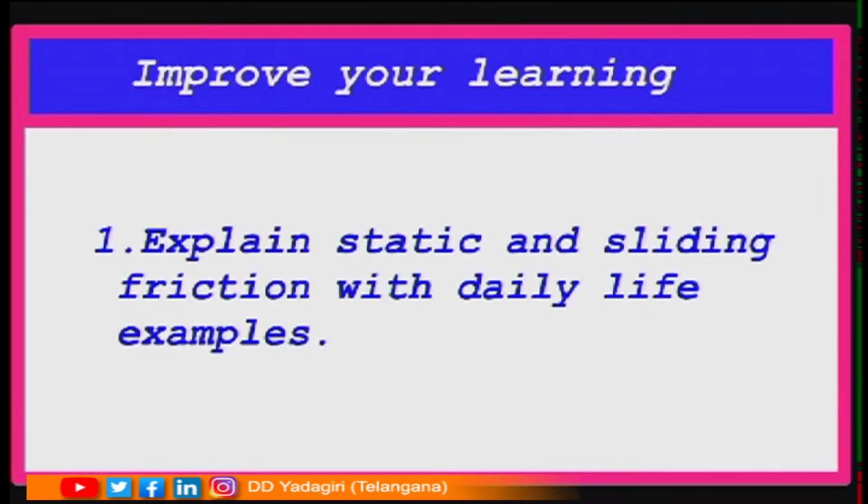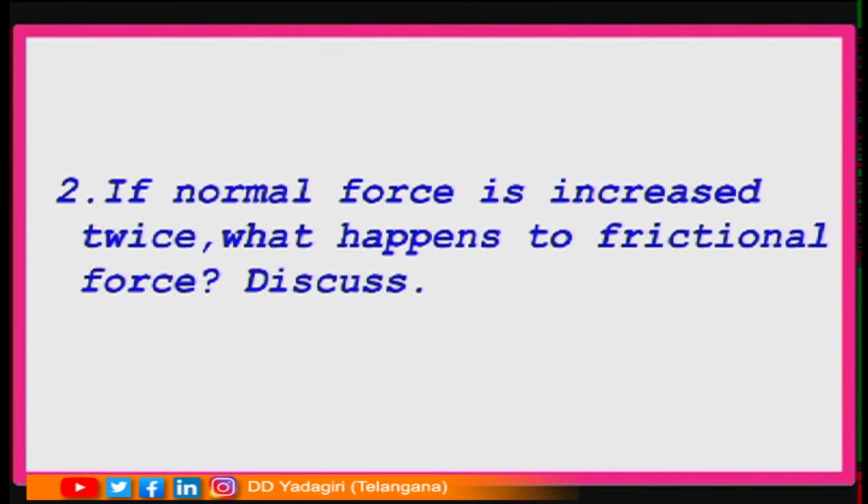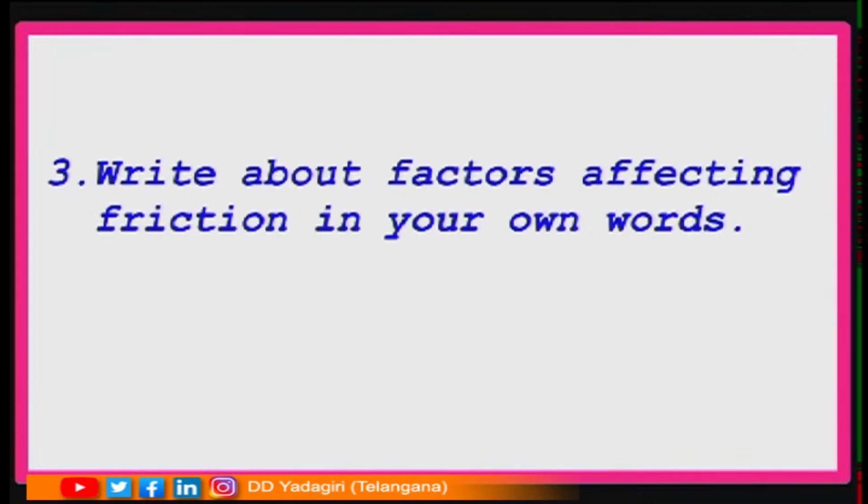Improve your learning. Explain static and sliding friction with daily life examples. If normal force is increased twice, what happens to frictional force? Discuss. Write about factors affecting friction in your own words.